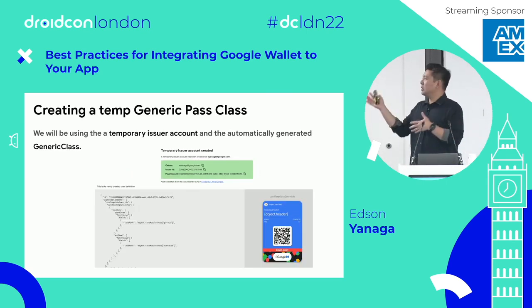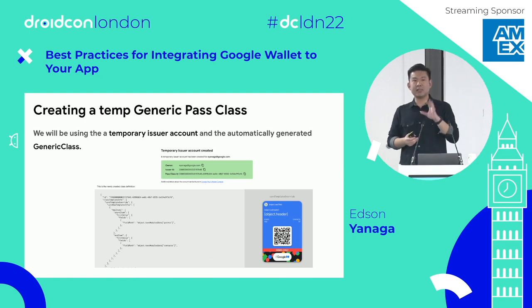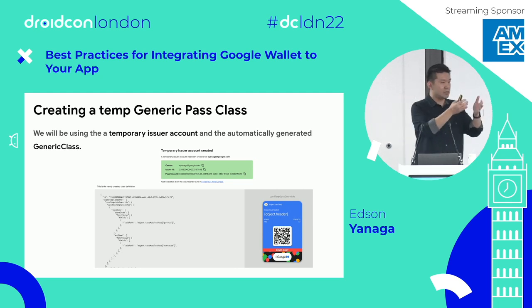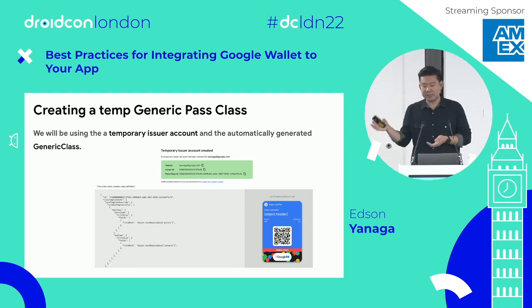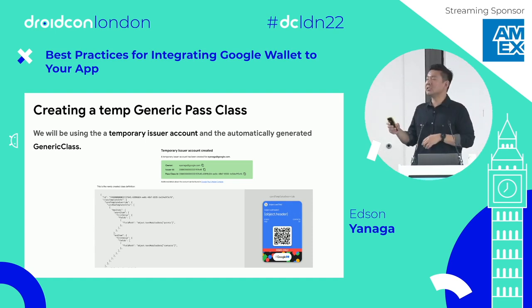So, well, I know the Android side looks fairly simple. How can I take the first steps to be issuing passes? Well, first, you need to create an issuer account. An issuer account is the way that you're going to tell Google that you're the person that's going to generate the passes. And initially, the easiest way, as of today, is for you to go to our website, developers.google.com/wallet, and click on the button, create a temporary issuer account.